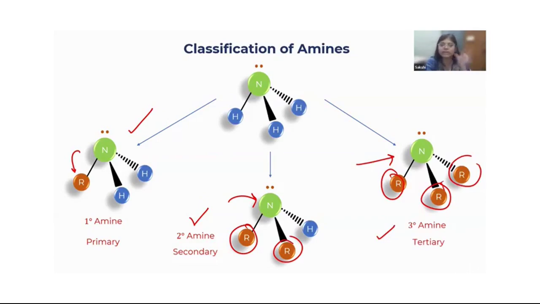Okay, so I hope you got the classification, which is very easy. Primary amine, secondary amine, tertiary amine. Because when we will be studying the reactions, reaction mechanisms, we will be using these terms, primary amine, secondary amine, tertiary amine. So you should be able to picture this in your mind, what is a secondary amine, what is a tertiary amine, right?